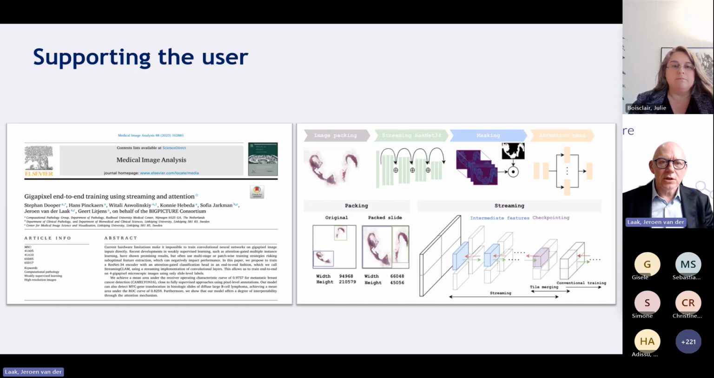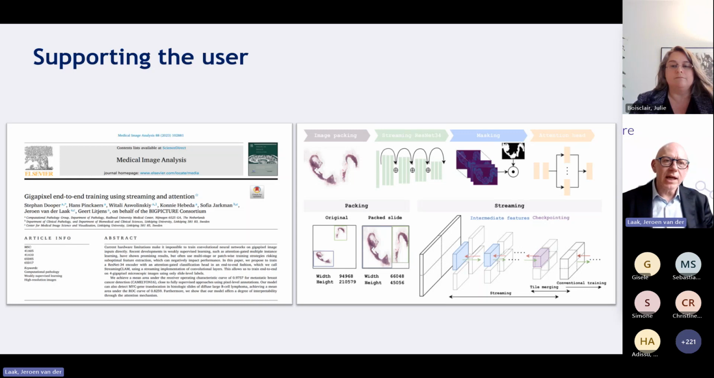Now, I already told you we will focus on AI development in a very generic way. I will not go into any detail here because it's really beyond the scope of today's presentation. But for instance, this is a publication that we did in our work package 4, which is on AI and user interfaces and tools. This is an algorithm which we call streaming with attention.